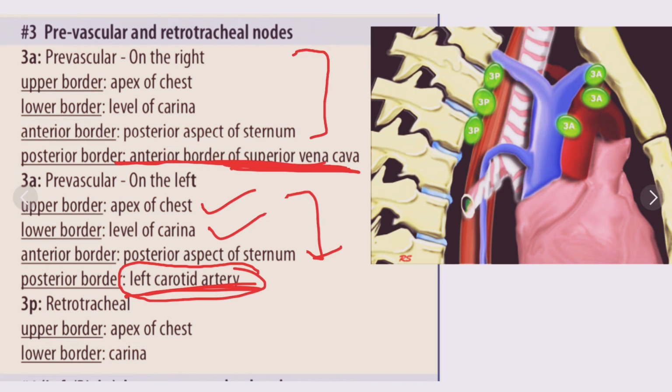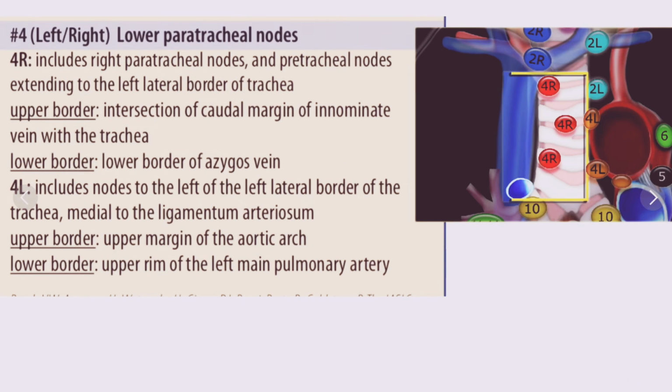The upper border is made by the apex of the chest and the lower border by the carina. These lymph nodes are posterior to the vascular structures. So posterior to these vascular structures are the retrotracheal or prevertebral lymph nodes, and anterior to them are the prevascular lymph nodes. Now they are talking about lymph node station 4, also known as the lower paratracheal nodes.